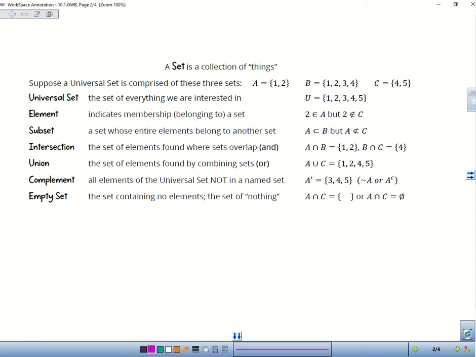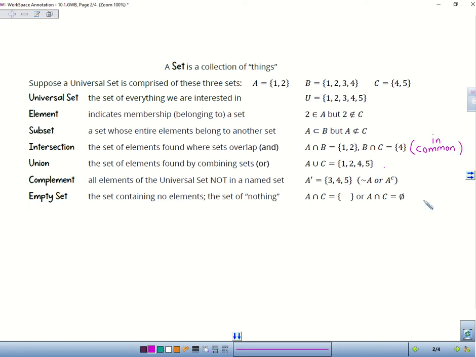Okay. A subset is a set whose entire elements belong to another set. Do you see how A is a subset of B, but A is not a subset of set C? Can everybody see why that is? Okay. Intersection is where the sets overlap, so what they have in common. So when you see intersection, if you want to add a note, you can say in common. So you're looking for what the sets have in common.